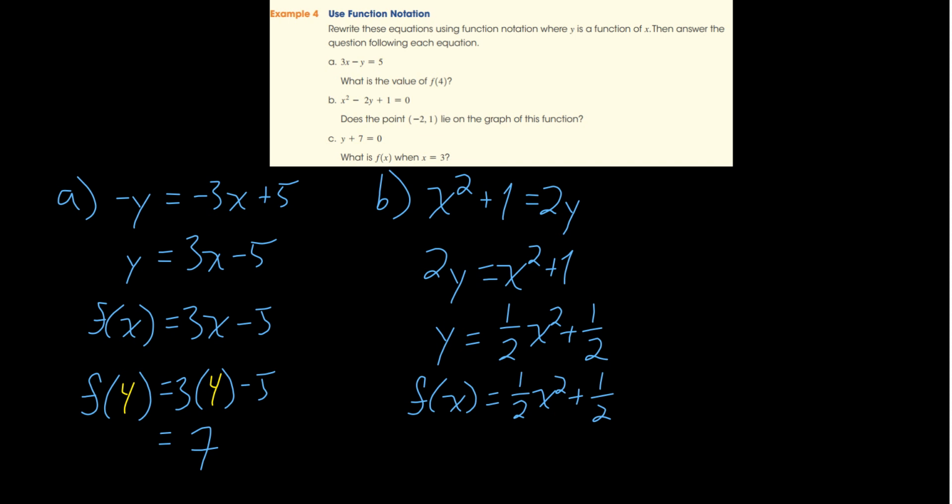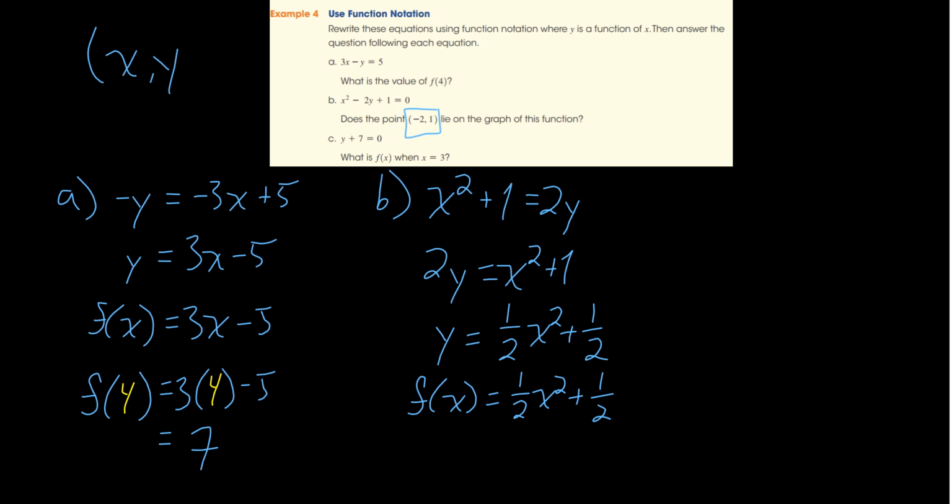Okay, so anyways, this says, does the point negative 2, 1 lie on the graph of this function? What this is asking us is if I plugged in a negative 2 for the x value. How do I know it's negative 2 for the x value? Well, this is an ordered pair. The ordered pair we know is in the form x, y, right? We talked about that on the previous slide. Well, if I plug in negative 2 for x, I should get 1 for y when I'm done.